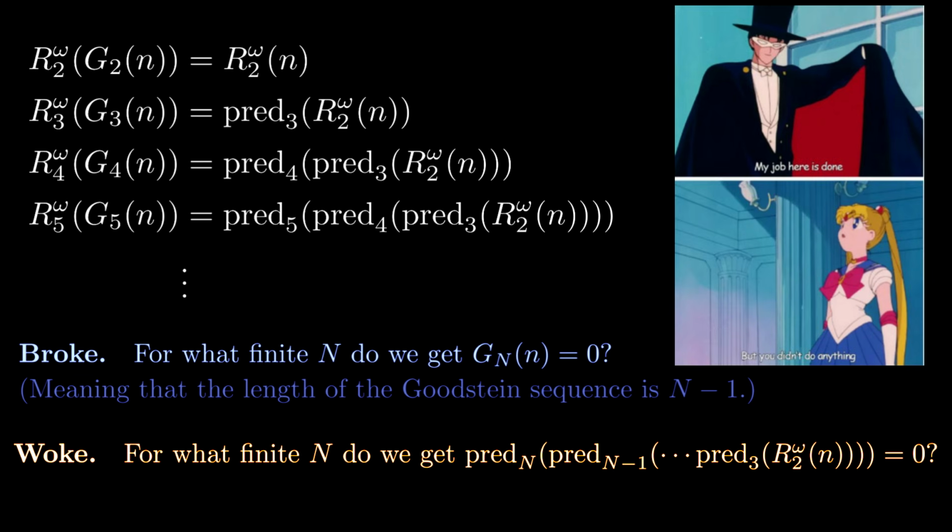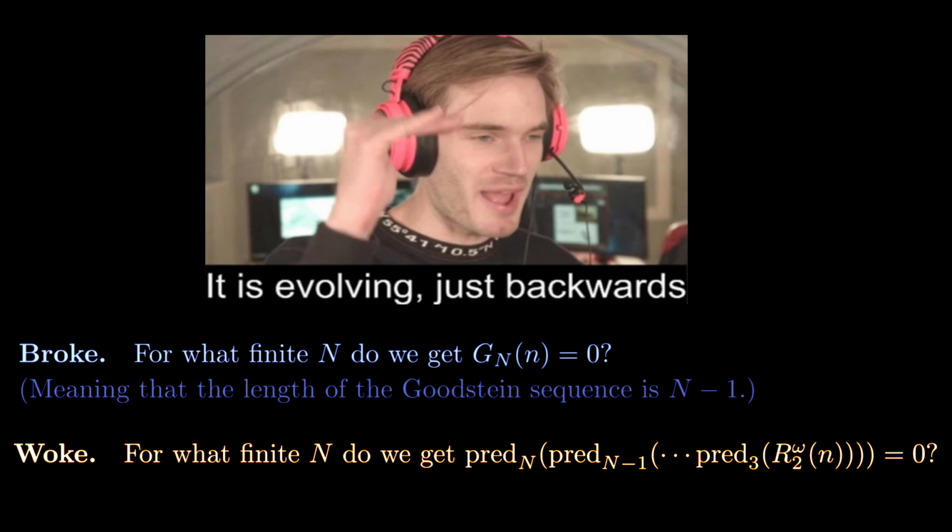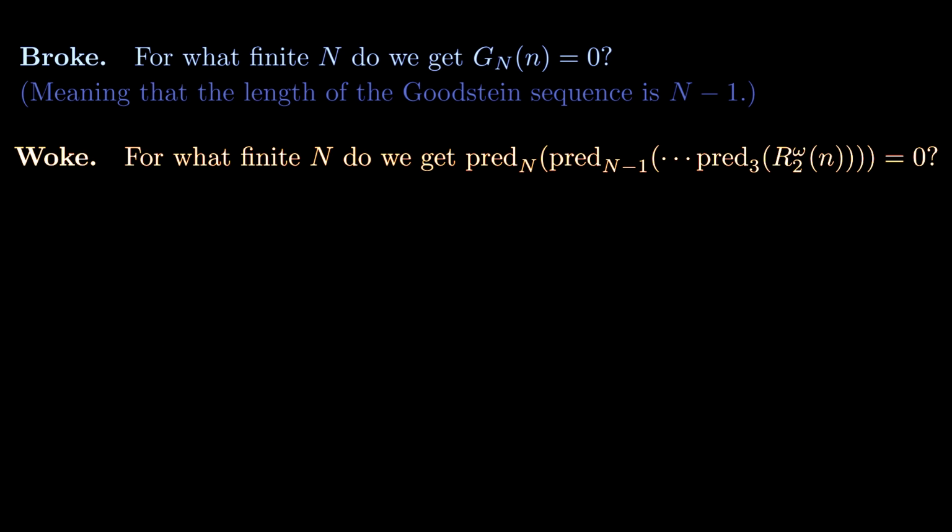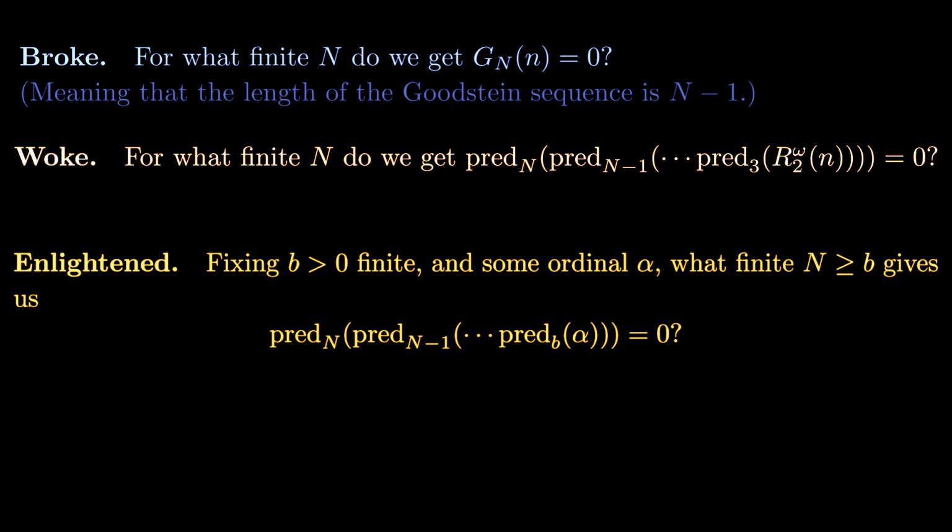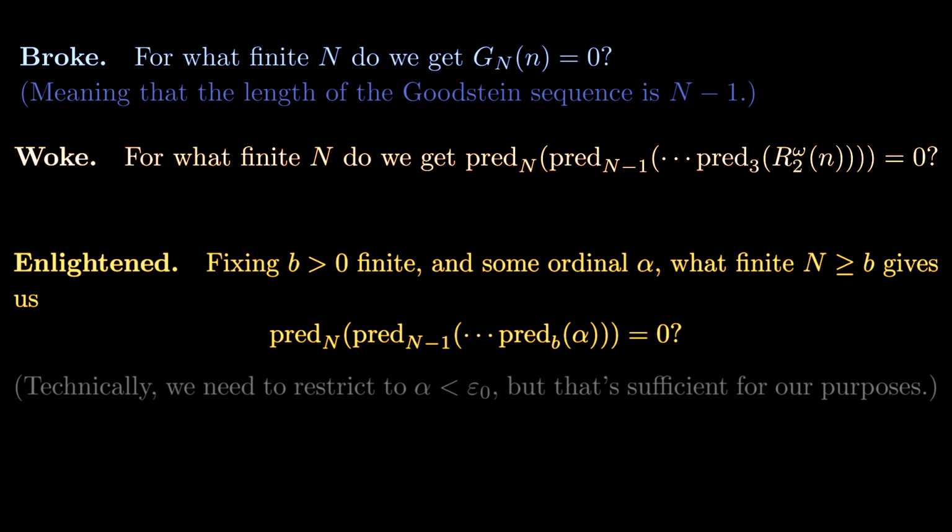This problem might seem just as difficult, but we can make our lives much easier by making the problem more general. By fixing some finite positive number b and some ordinal alpha, for what finite n greater than b do we have that the base n predecessor of the base n minus 1 predecessor all the way to the base b predecessor of alpha is equal to 0?